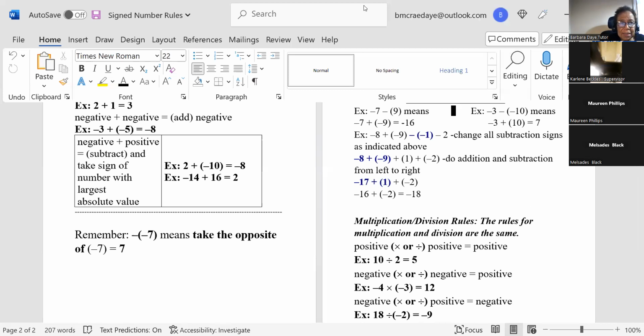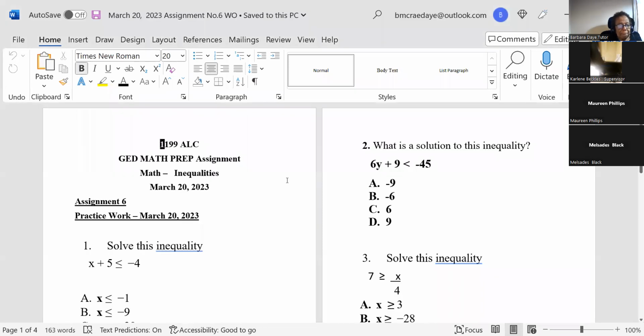Okay. Now let's look at our homework. Now, Maureen, you sent me the homework and I sent you back that you had one of those correct, right? Let's just find out why. Okay. This is the assignment.